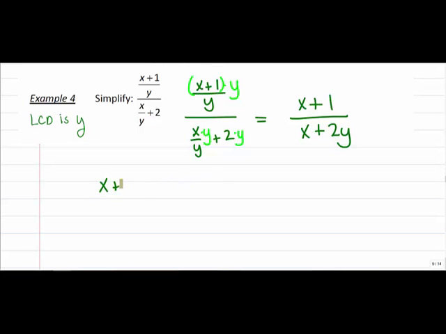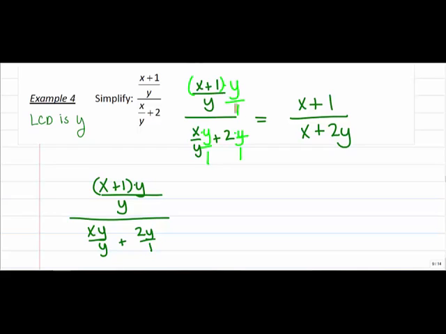Again, if you need to see it as x plus 1 over y times y over y, all over x over y times y over y plus 2y over 1, like if you need to see these over 1s, that's fine. But things are supposed to cancel. We want them to cancel. We want it to happen. And there's nothing I can factor here, so I am done.